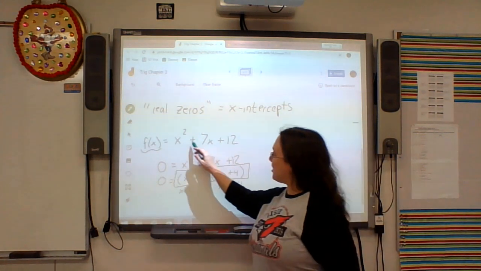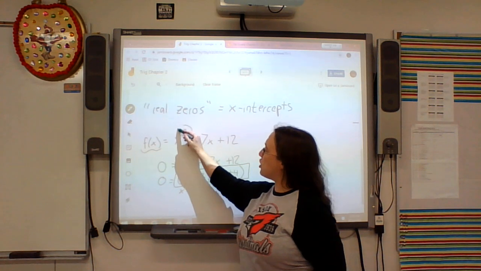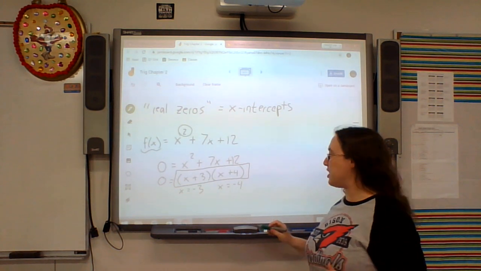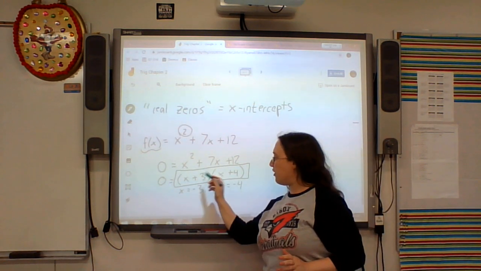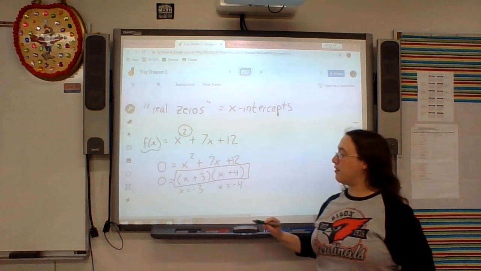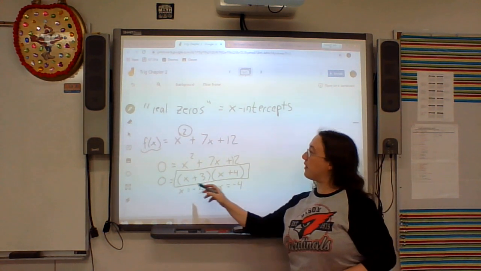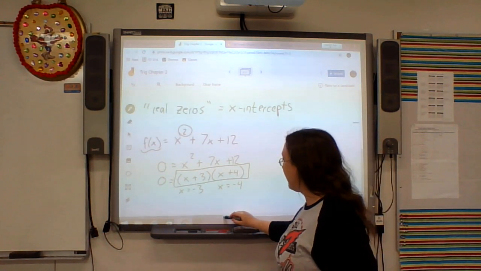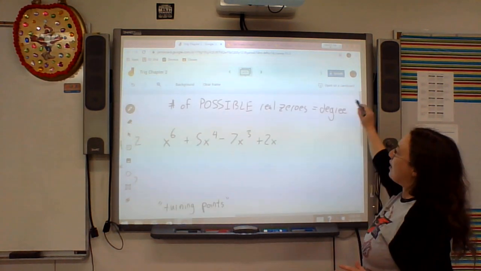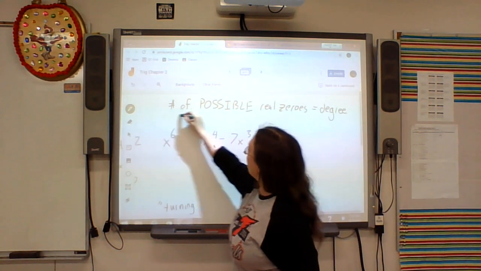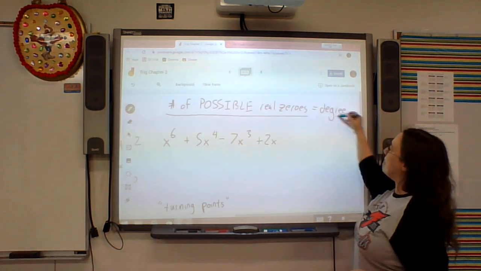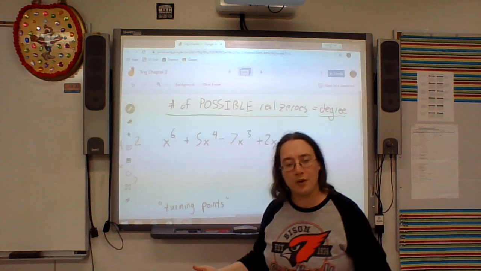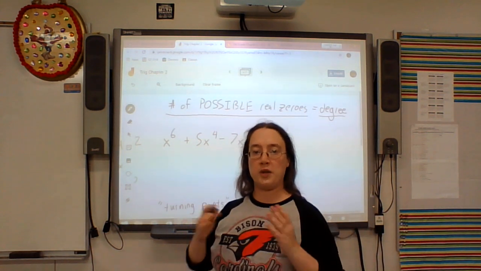Which means that if we have a degree of 2, the most we're going to end up with is 2 of these factors. So the biggest amount of real zeros we can have is going to be equal to our degree. So our largest number of possible real zeros is going to be our degree. That doesn't mean we're always going to have that number, but that's the most we could have.